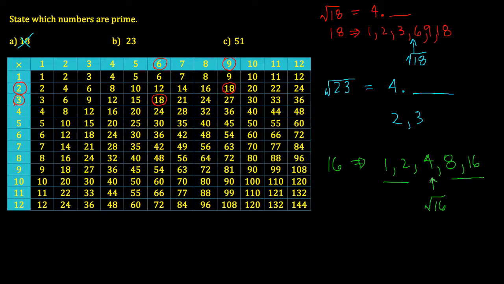Moving on to 51. Now 51 doesn't appear anywhere in our table either.